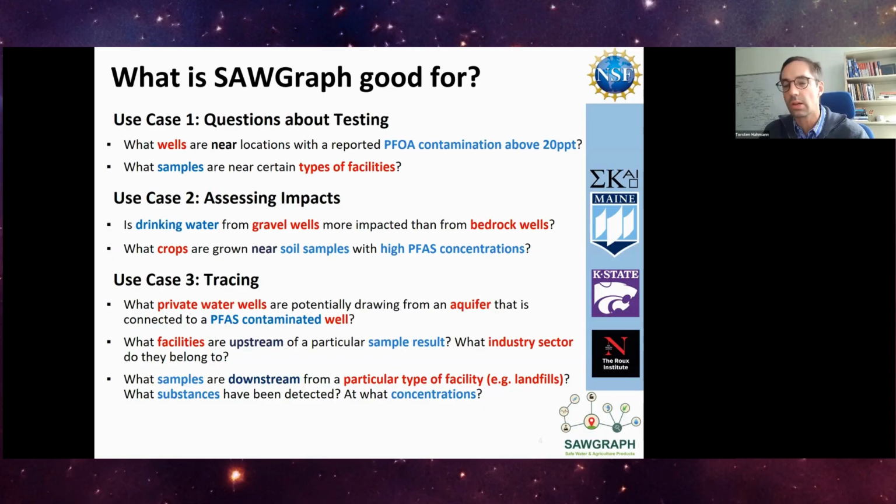Or the other way around, if you want to understand whether a particular type of industry or type of facility might contribute to PFAS contamination of water sources, water resources, you can look at samples downstream from particular facilities and look at what kind of substances have been detected there, or what kind of concentration we find, or whether we even have enough samples there.